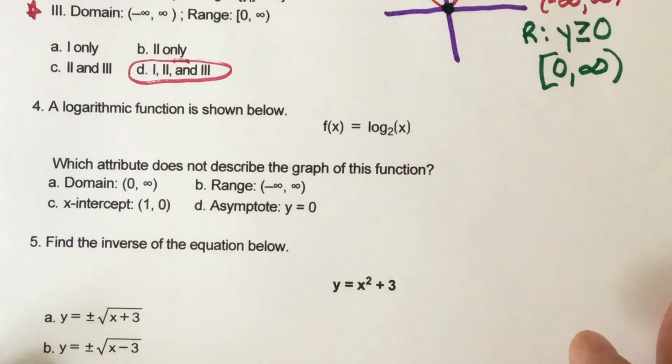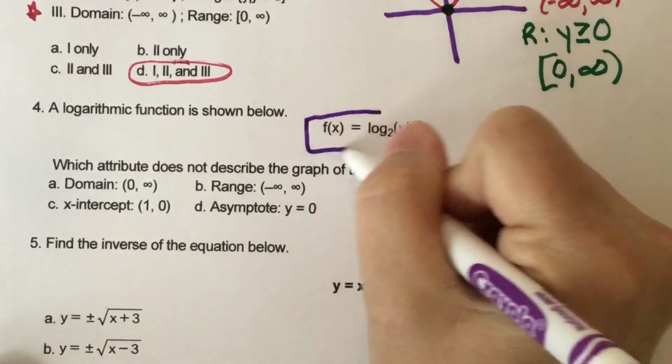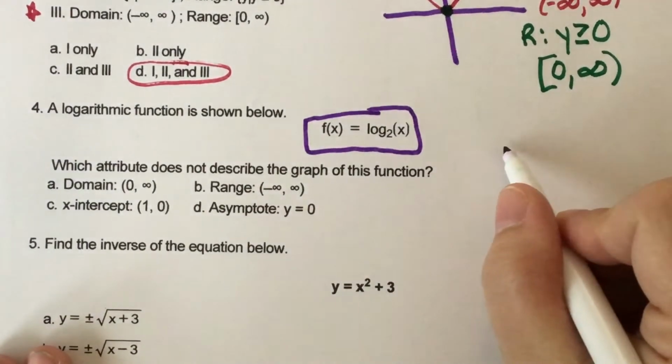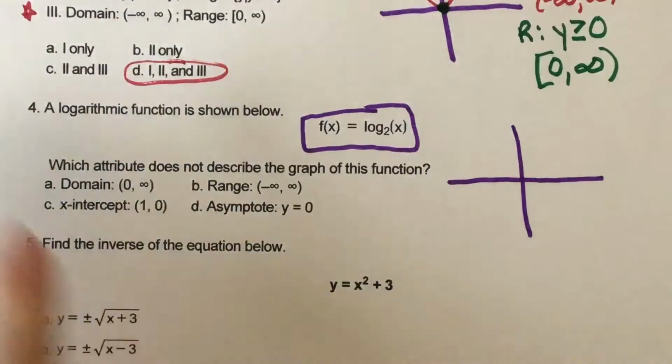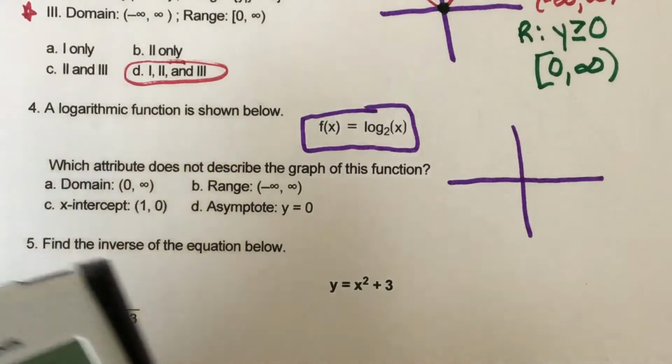All right, next one. A logarithmic function is shown below. Which attribute does not describe the graph of this function? Okay, so if you don't know what this graph looks like, then you graph it. If you're using Desmos, you'll find the things in different locations, but if you are able to use the online graphing calculator, then your things should be in the same place as mine.